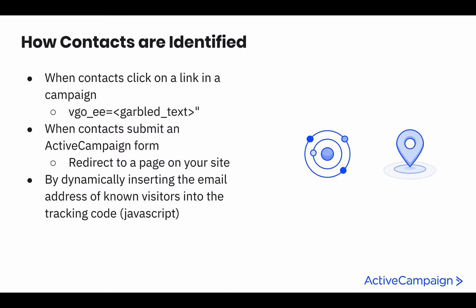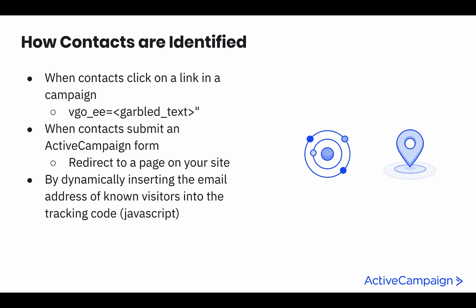We add a parameter to each link in your email that directs contacts to a page on your site that has site tracking installed. This parameter appears as VGO_EE equals garbled text in the URL bar when a contact clicks on that link in your email. The garbled text is the encrypted email address of the contact. This allows us to identify the contact who clicked on your campaign link and visited your web page. This parameter disappears from the URL bar as soon as the page loads.